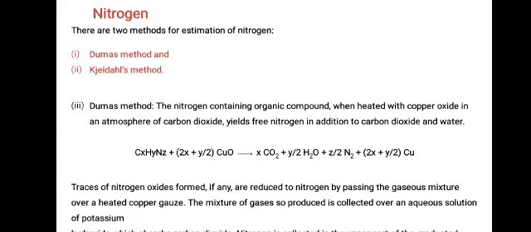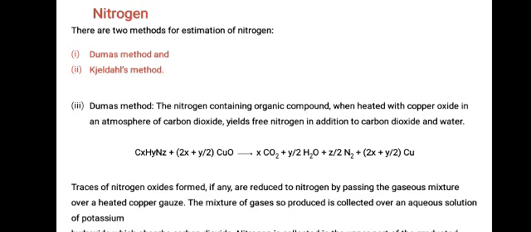Now nitrogen can be estimated by two methods. First is the Dumas method and another one is the Kjeldahl method. So actually, firstly I will tell you the Dumas method. The nitrogen containing organic compound will be heated with copper oxide in an atmosphere of carbon dioxide.